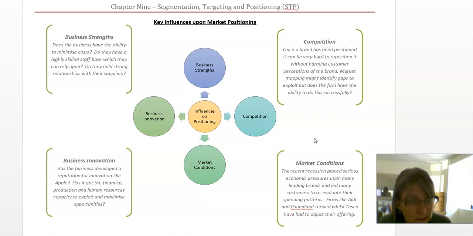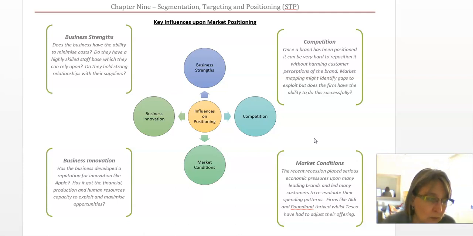What else might influence the market position that we take? The business innovation. If we're a flexible company, do we like innovation? Would we like to go into a new area? Or are we steady and would we like to stay where we've been for a long time? Are we looking for innovation? Have we got the money and the resources for that?